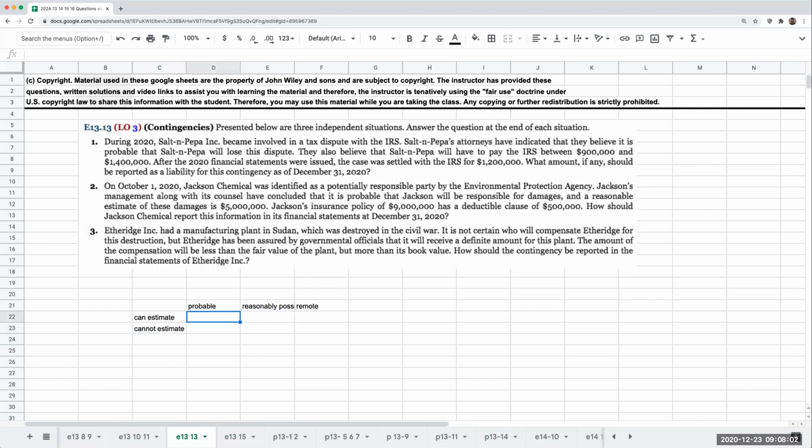Going back here, the one time that we're actually going to go through and record the transaction is right over here. So let's go through it: remote, no action, no action. This is all going to be disclosed. And I would say this is record and disclose.